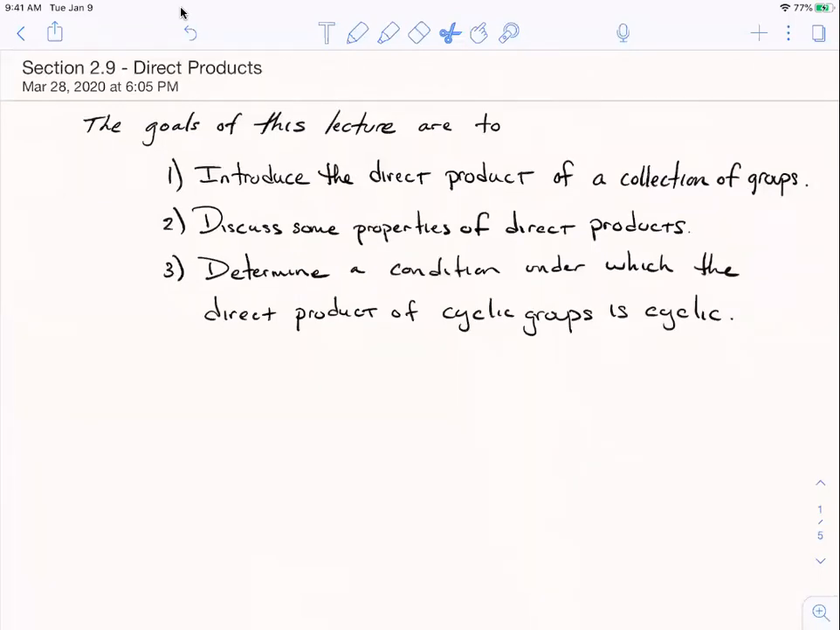And then we're going to end the lecture with specifically talking about cyclic groups and trying to understand a condition under which the direct product of cyclic groups is cyclic. All right. So we'll get going here today.